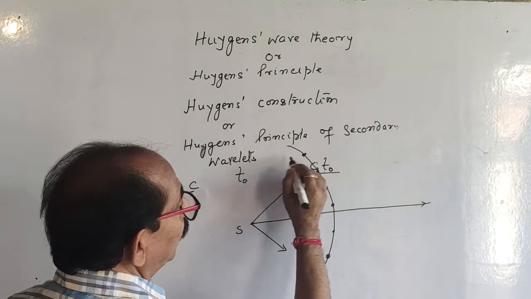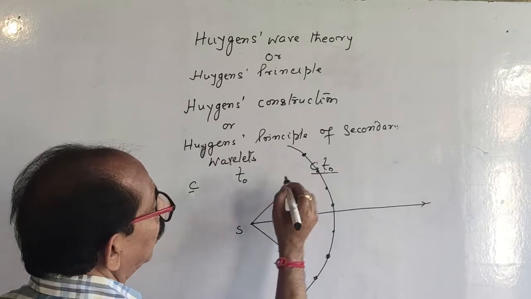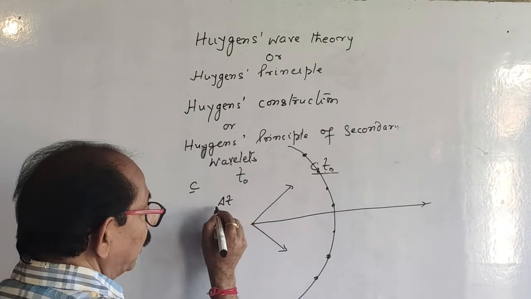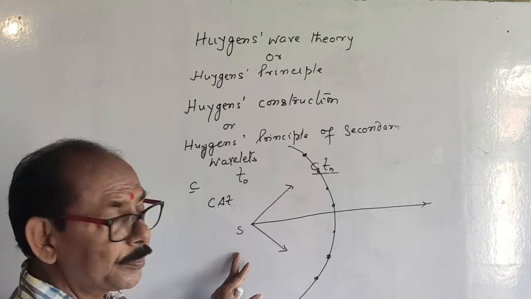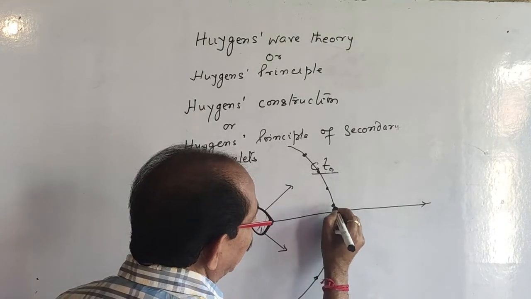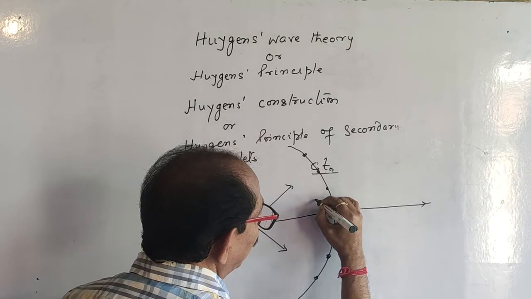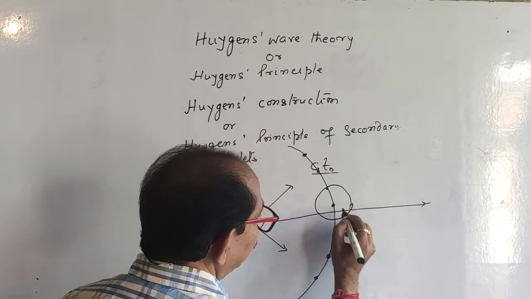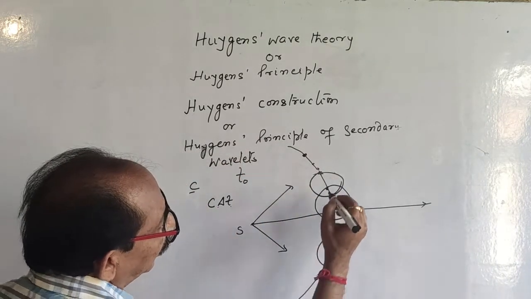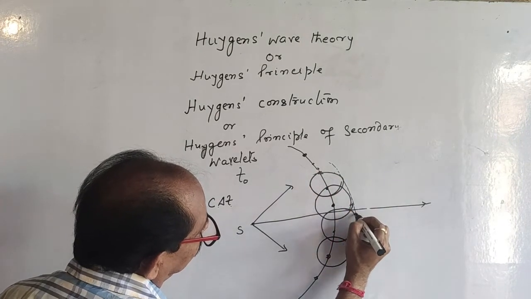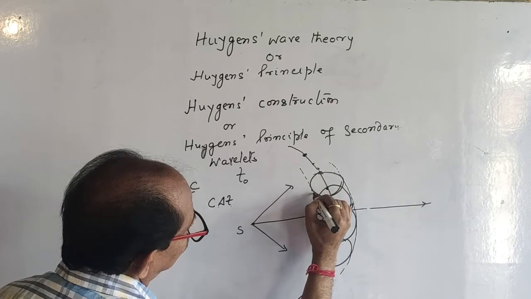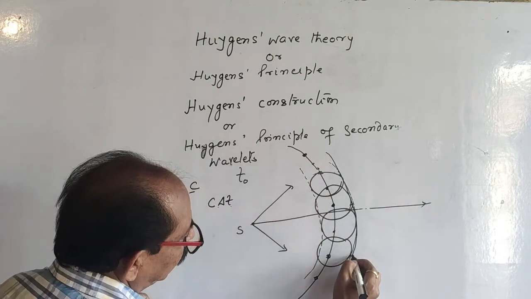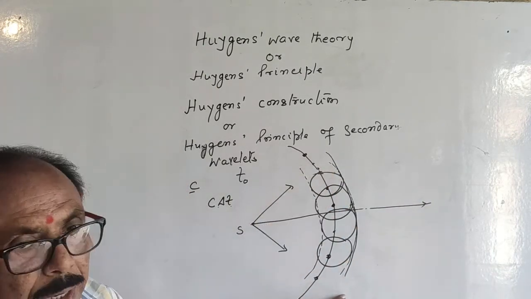Suppose that these source disturbances advance in a small time delta t. So what distance does it cover? c delta t. Taking this point as center, we draw a sphere. Now we draw the tangent. This tangent will be the secondary wavelet.